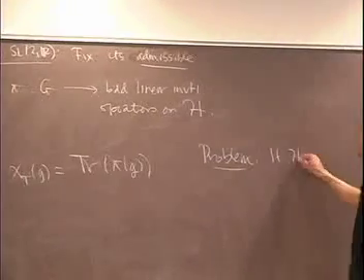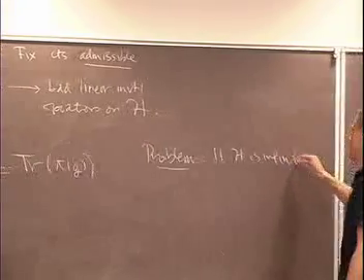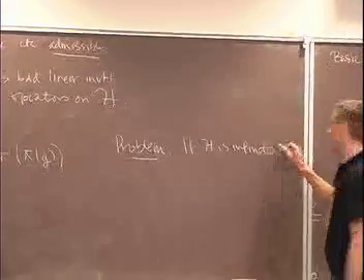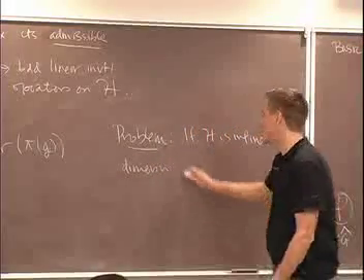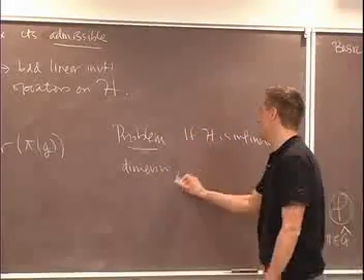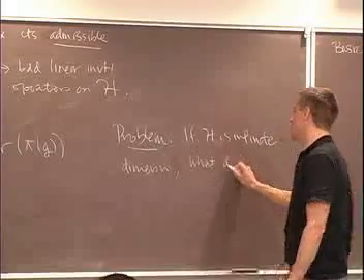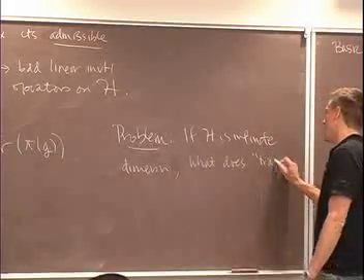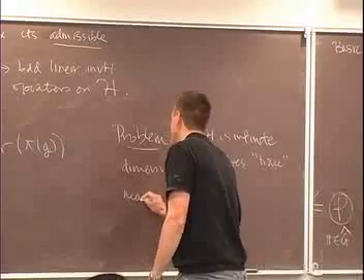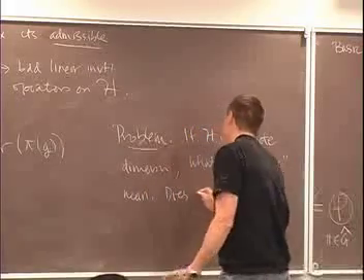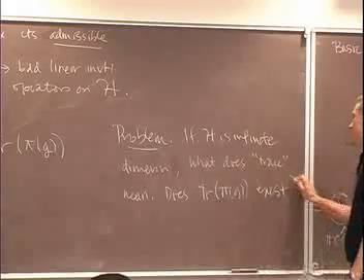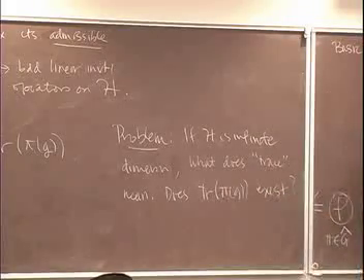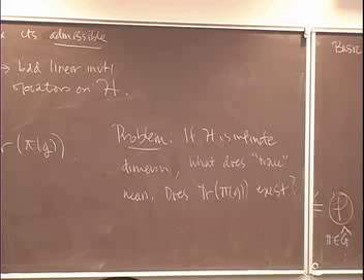If H is infinite dimensional, you've got two problems. The main problem is what does trace mean? And does trace of pi of g exist? Well, you could imagine definitions of traces in Hilbert spaces. You take an orthonormal basis and sum the diagonals, say.